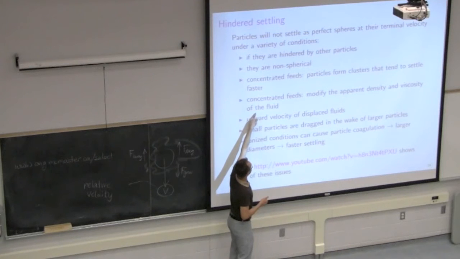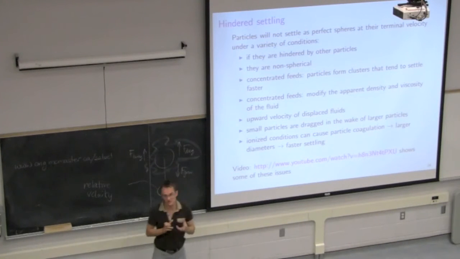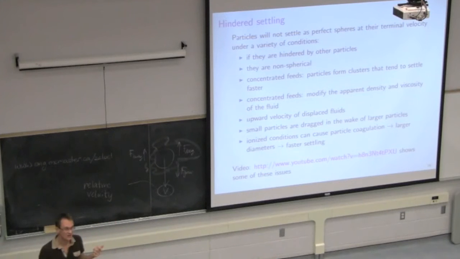Having a very high concentration of solids will modify the apparent density and the viscosity of the fluid. So last class we'd said that the fluid's density and the fluid's viscosity play a critical role in determining that settling velocity. But if you've got a high concentration of solids, that fluid's viscosity and density become very different from just the pure fluid density and the pure fluid viscosity.